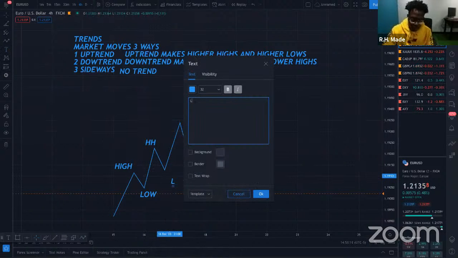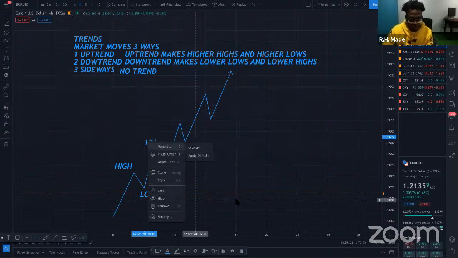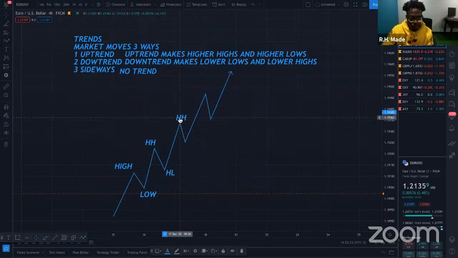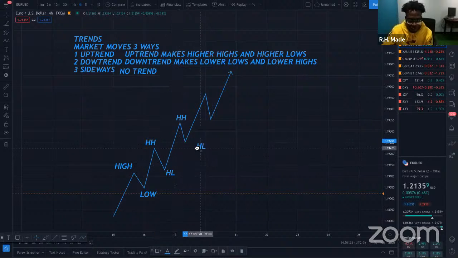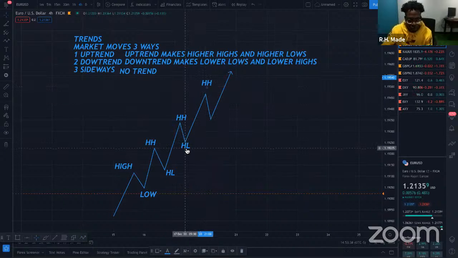On the bottom, it's going to be your higher low, because this low is higher than this low. All right. As you keep going, this is going to be your new higher high, because this high is higher than both of these highs. These are going to be your new higher lows, because this low is higher than both of these. And then it's just going to keep going on and on until it stops making these higher highs and higher lows.